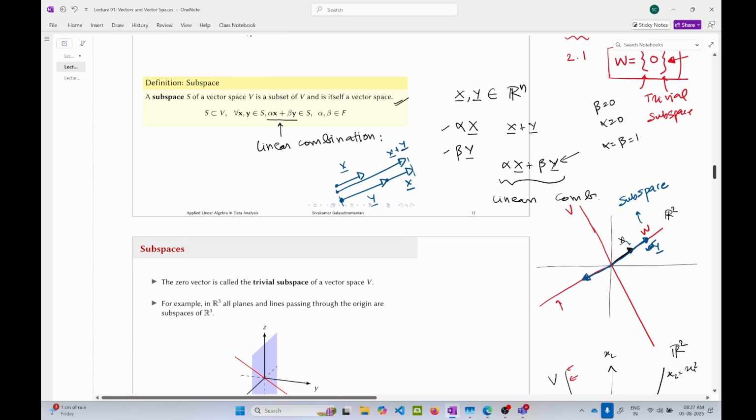R3 is difficult to visualize on this tablet, but we have the space. Let's say this is the origin, X, Y, Z. We have the origin at the corner of the room. R3 is a vector space. Can you give me examples of subspaces of R3?